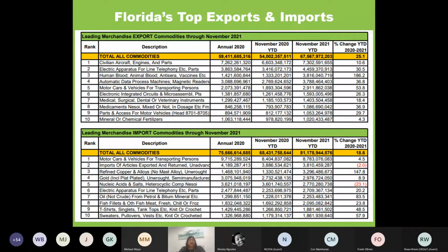And I can get a top 50 list to you. I was waiting on that data, which didn't reach me, but I could pass that on at a later stage. Just the top 50 import commodities. Next slide, please.